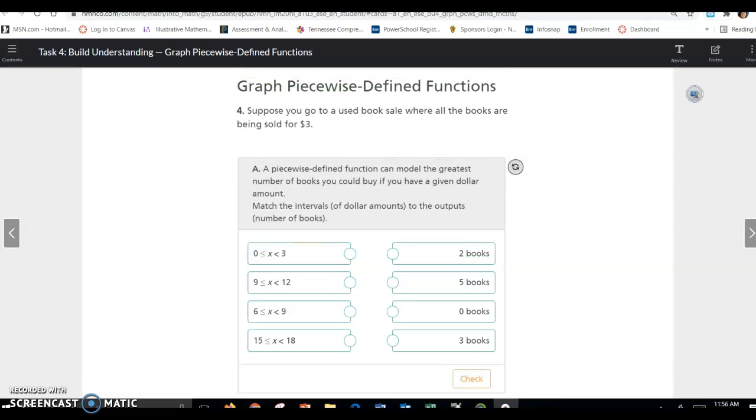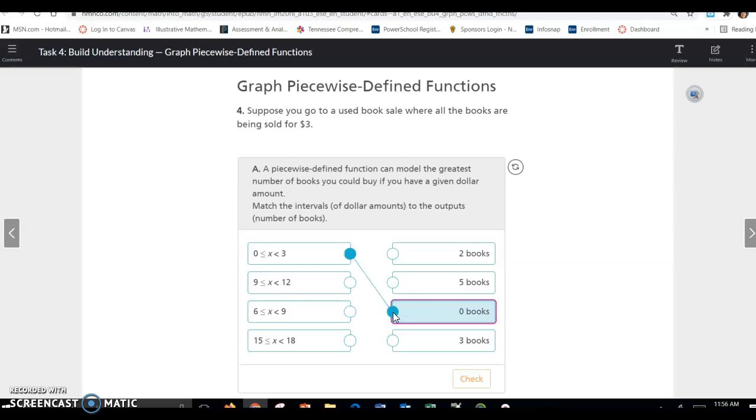Lesson 8.1, task 4. Suppose you go to a used book sale where all the books are being sold for $3. A piecewise defined function can model the greatest number of books you could buy if you have a given dollar amount. Match the intervals of dollar amounts to the output number of books. All right, so if each book is $3 and I have between $0 and $3, 3 is not included, means I don't have enough to buy any books.